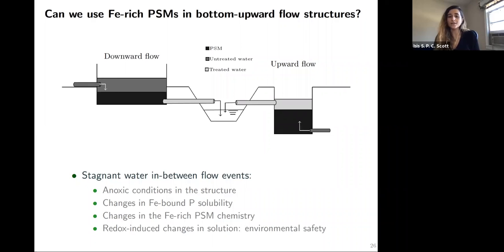With that, anoxic conditions can develop in the structure, and changes can happen in terms of iron-bound phosphorus solubility because of the reductive dissolution of iron 3, changes in the iron-rich PSM chemistry. So how would that reflect in terms of their phosphorus sorption capacity? And we were also concerned about possible redox-induced changes in solution. Since we use byproducts in this research, we were also concerned about their environmental safety.